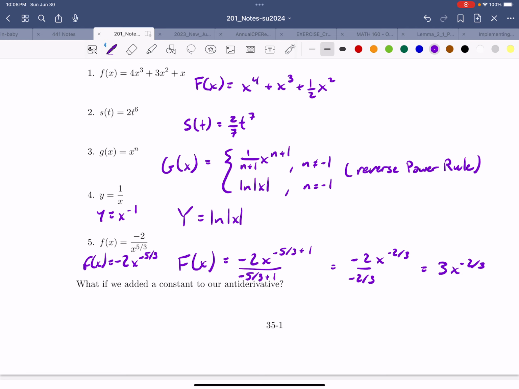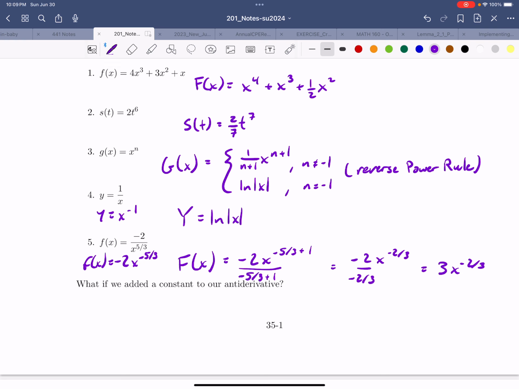And the nice way to check your answer is to take the derivative. We take the derivative, we get 3 times negative 2/3 x to the negative 5/3. And look, the 3's cancel, we have our original expression. So that's one nice thing about antidifferentiation: you can check your answer if your differentiation is good.